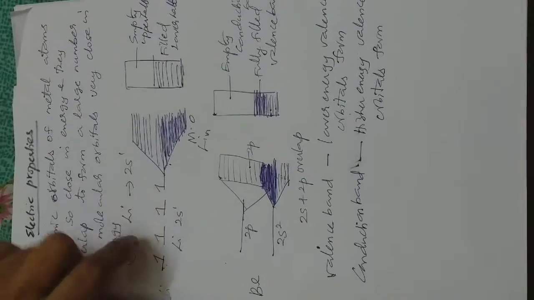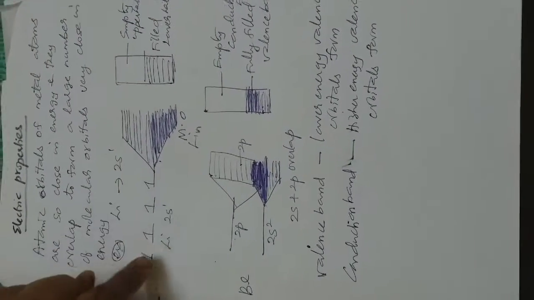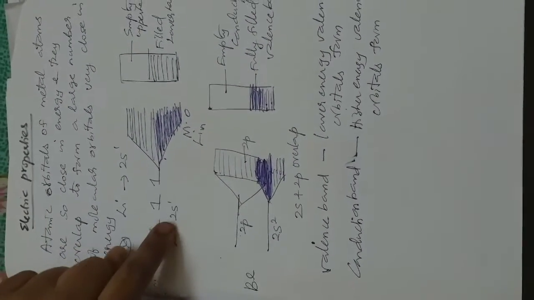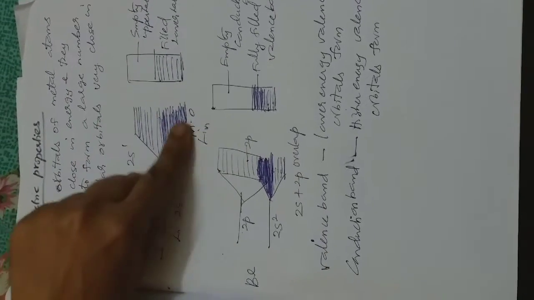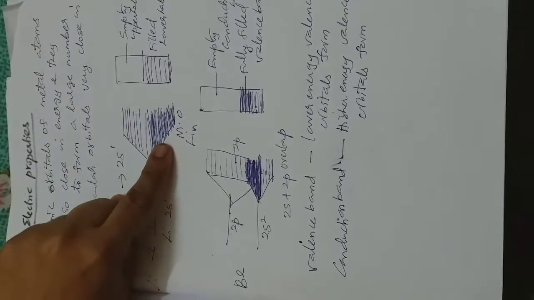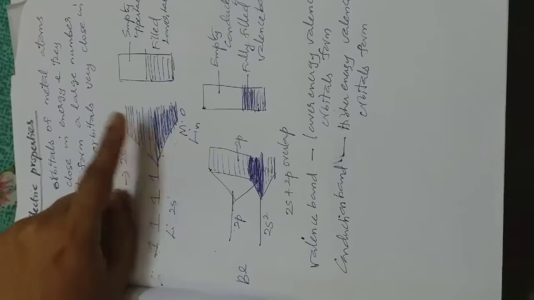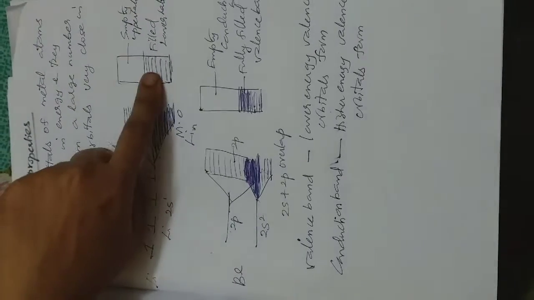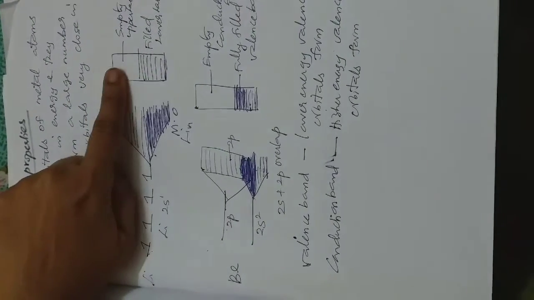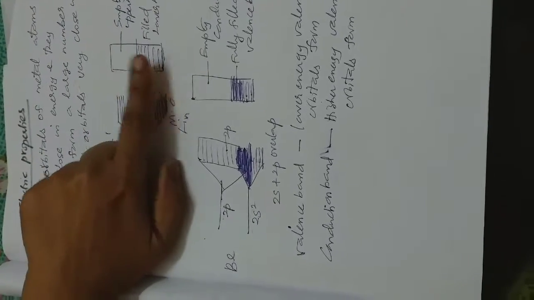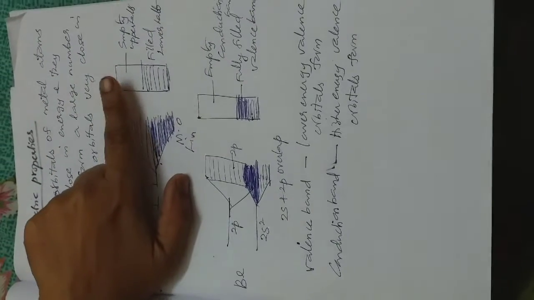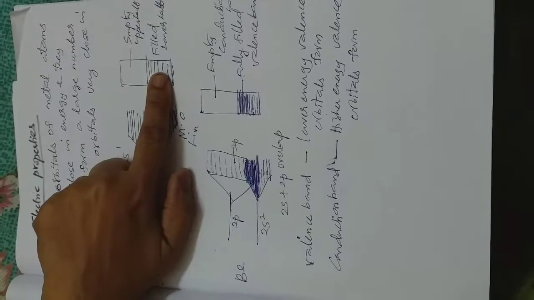So, I hope you understood this lithium. Each Li has an electron in the 2s orbital. These overlap and form a molecular orbital. In that, half will be filled and half will be empty. The lower half orbital is filled, the upper half orbital is empty. And which band did I tell? This is the conduction band and this is the valence band.